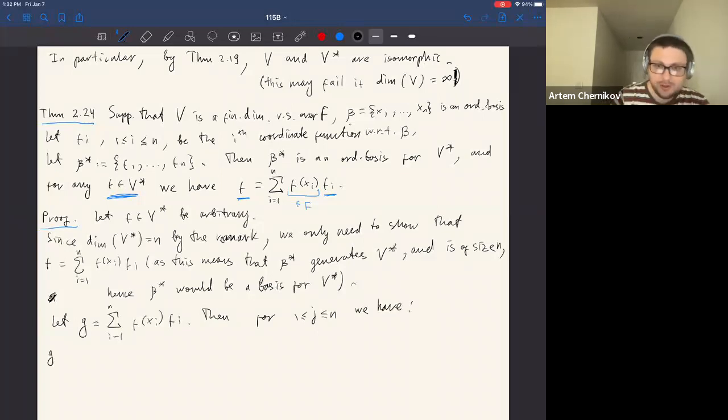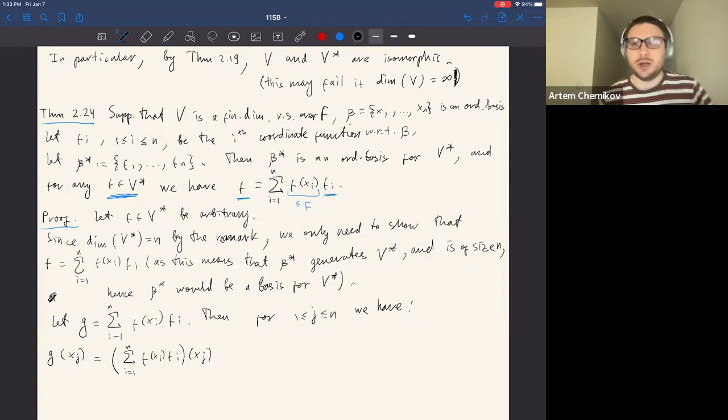So we have G evaluated on the vector xj. Okay, let's write it out, just spelling out the definition. So G is defined to be this function. So this is the sum i from 1 to n, f of xi fi. This is a function, G, and we apply it to xj, right? Okay. But now if we apply it like this, what does it mean? So this just means we have to apply each fi to xj, right? So we get the sum i from 1 to n, f of xi, fi of xj.